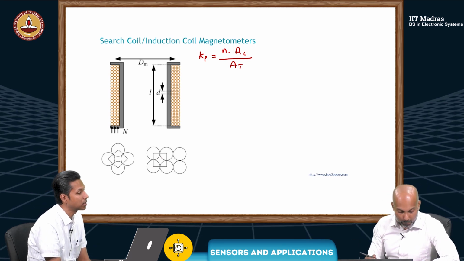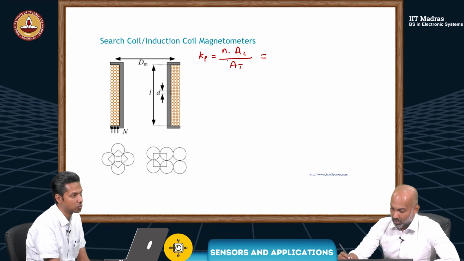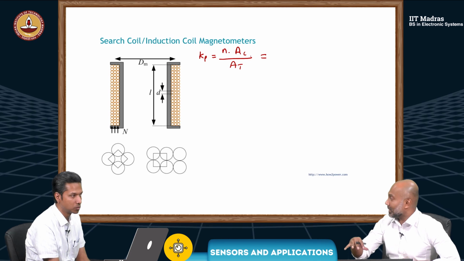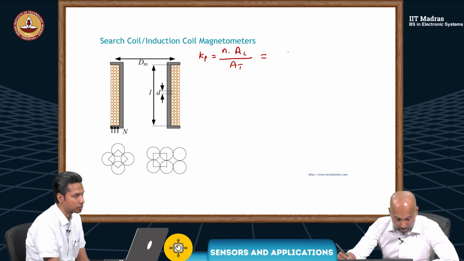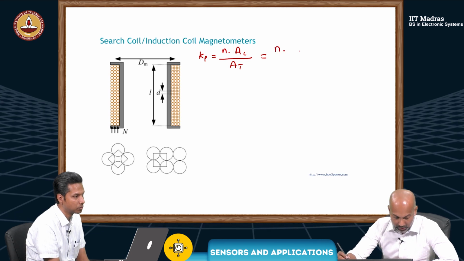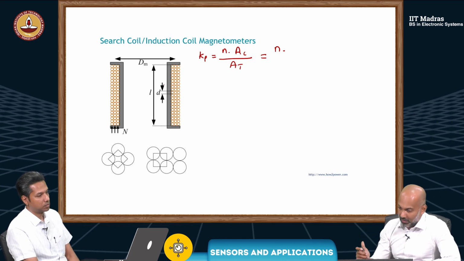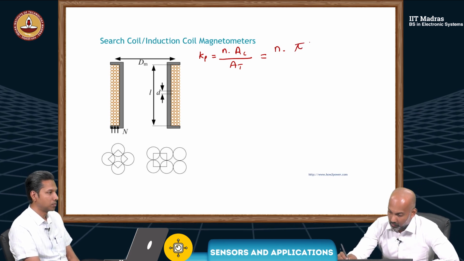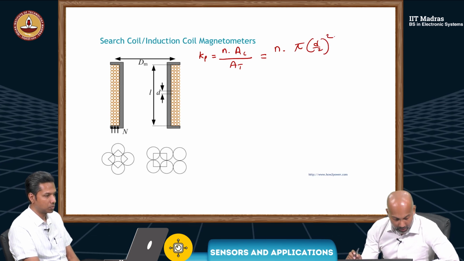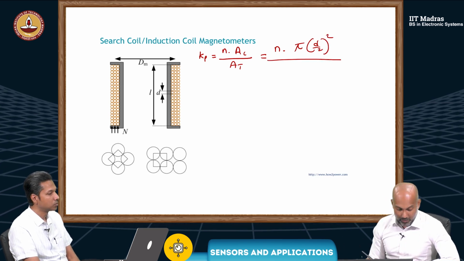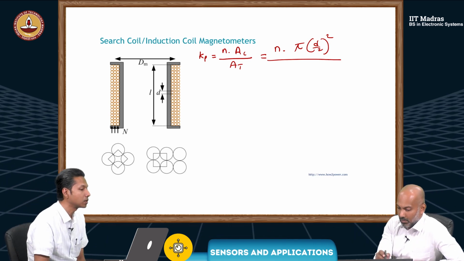So N is the number of turns. AC is the conductor area. So N times AC is basically the whole conductor area. If you consider the diameter of the wire to be D, you'll get N times pi D squared by 4. Now here is the total area we are considering. What's the total area here?